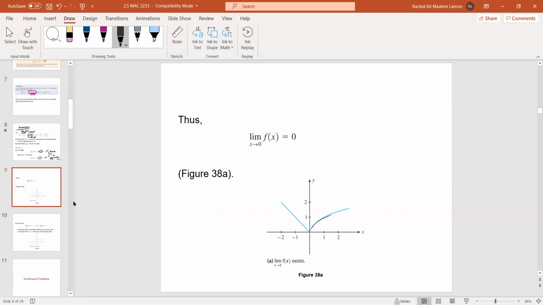So it's coming from this way, and it's going to 0, and it's coming this way, and it's going to 0, right? Does not exist means, for example, it's going this way, it's going to 0, but this one is going, let's say, to this number or something else, right? So this is 0.